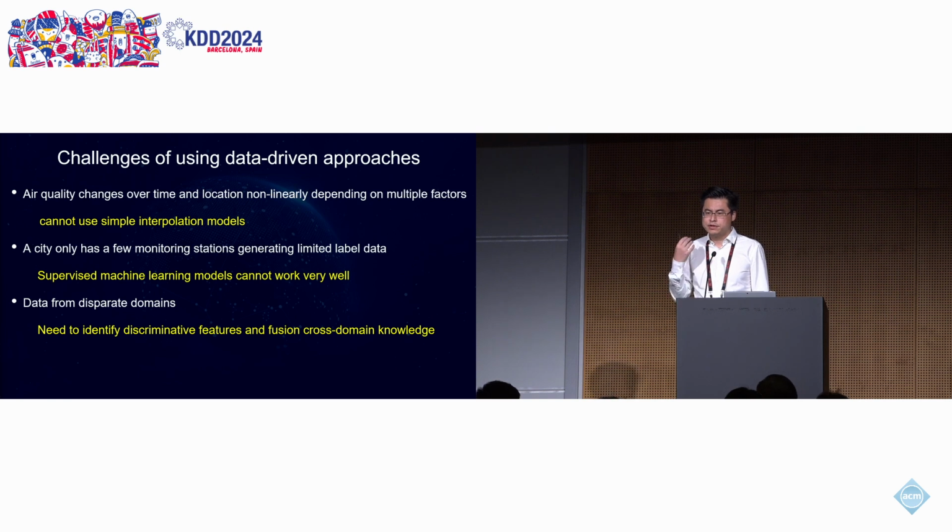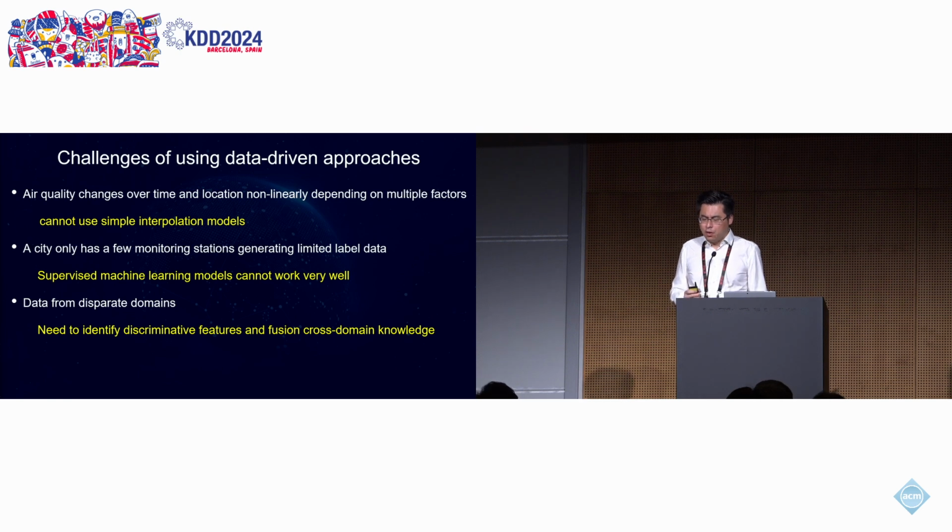Now we need to solve three aspects of challenges from our machine learning perspective. First, air quality changes over location non-linearly and significantly. That means you cannot use some simple interpolation model to estimate the reading of a location without a station. And second, we only have very few stations generating air quality data. That means you have very few label data. So most of the supervised learning models cannot work very well. And I believe large language models cannot solve this problem very well too, because the data is very few.